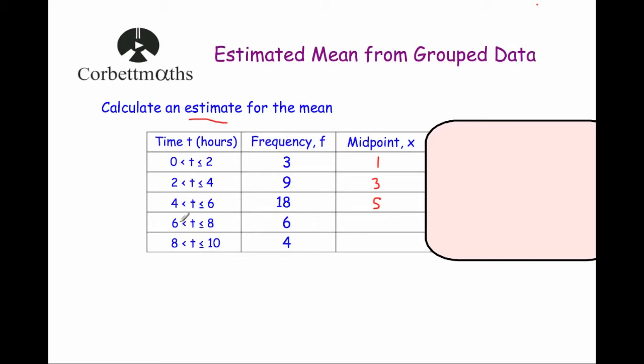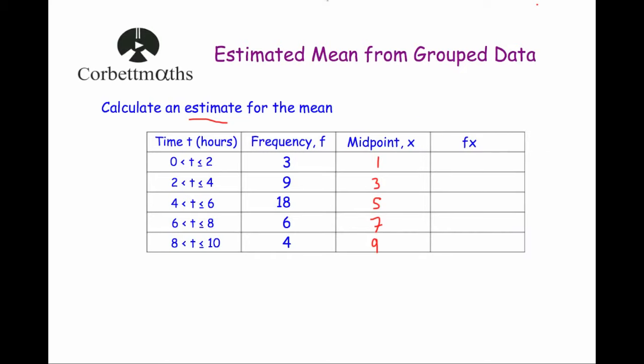These 6 students spent between 6 and 8 hours, so we're going to assume that they spent 7 hours revising each. And between 8 and 10, we're going to say 9 is a sensible number. So we're adding on the midpoint column. And finally, we're going to add on a column called FX. And our FX is our midpoint times our frequency.